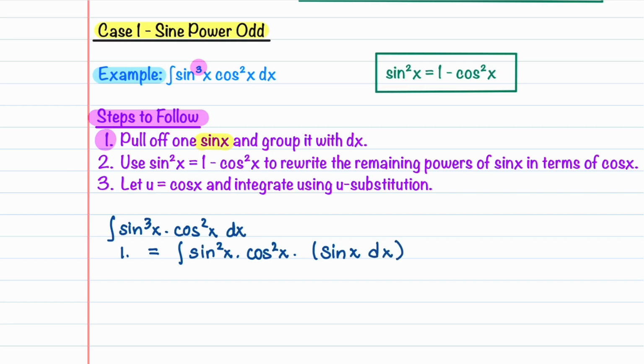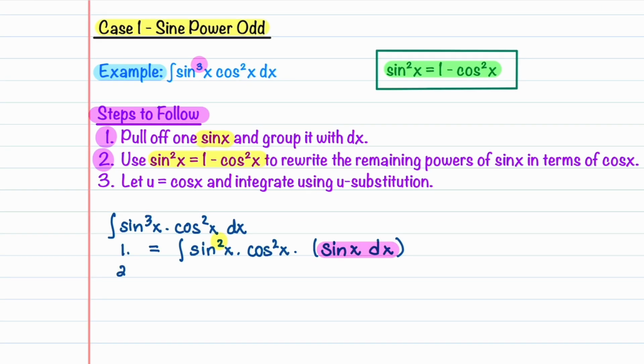The reason that we're doing this is because notice that this leaves us with an even power of sine, and we can convert that to cosine using this trigonometric identity that I put up here on the right. And then we have sin x dx, which is the derivative. Let's see how this works. Step 2 is, just like I said, we're going to use the identity sin²x is equal to 1 minus cos²x to rewrite the remaining powers of sine in terms of cosine.